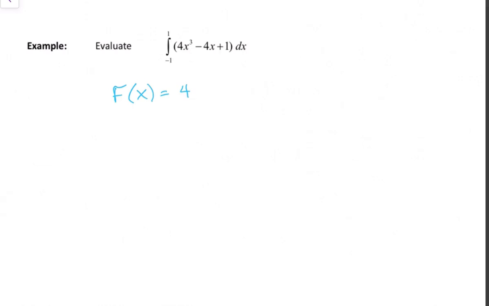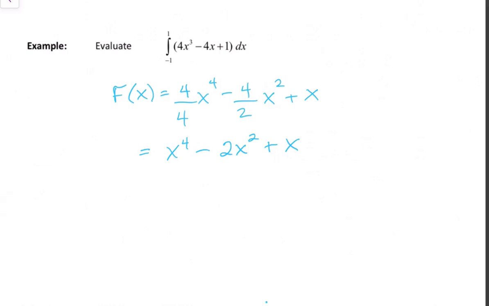I'm going to take my coefficient divided by my exponent plus 1, minus coefficient over exponent plus 1, and then for my constant rule, I take the constant and multiply by my variable, so I just get x. So if we clean that up just a little bit, I've got x to the fourth minus 2x squared plus x.